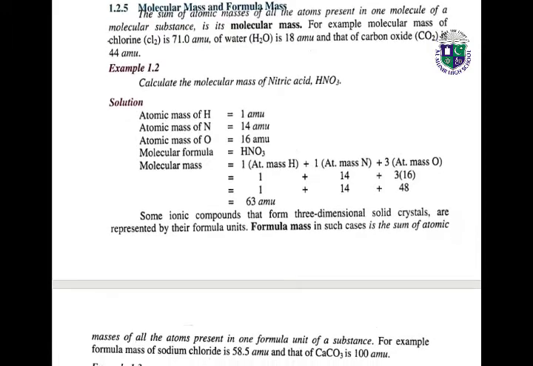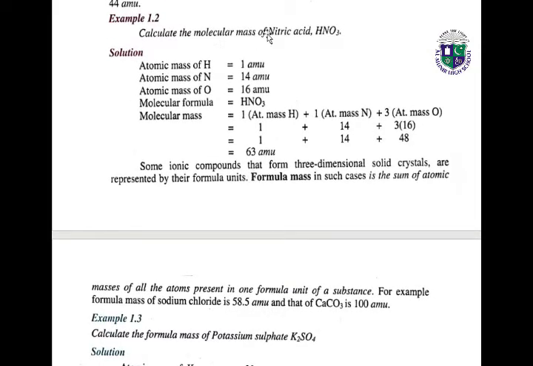We can calculate it. Now calculate the molecular mass of nitric acid. Atomic mass of hydrogen is 1 AMU, nitrogen is 14 AMU, oxygen is 16 AMU. By adding all these three values, we get the molecular mass of nitric acid.